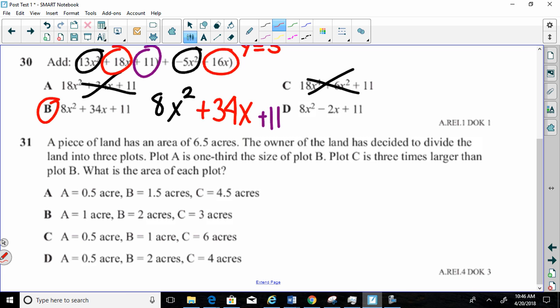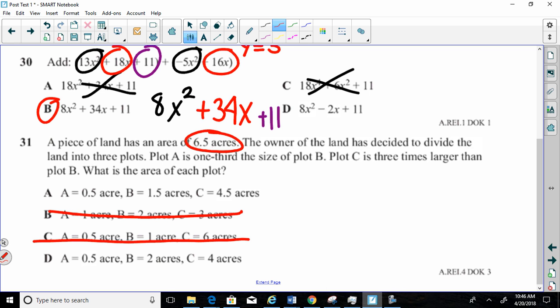Okay, I have 3 pieces of land that add up to what altogether? 6.5. So let's freeze. Which ones don't add up to 6.5? A does. B doesn't. C. What? 1 plus 2 plus 3 is 6, not 6.5. C doesn't. C does. That's 7.5. So we're between these two.